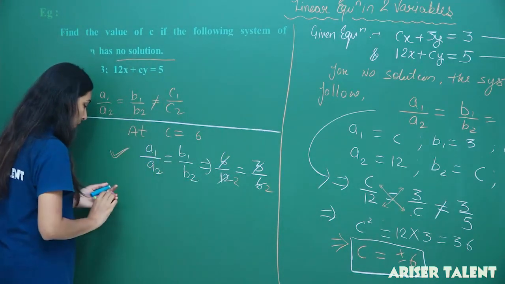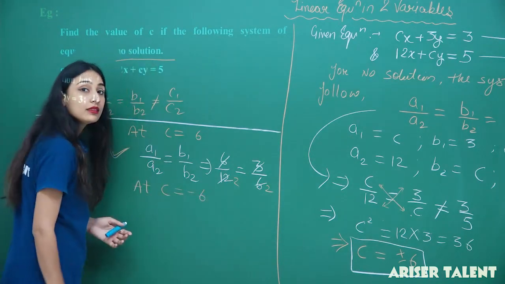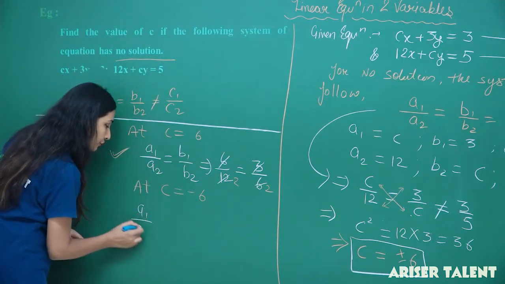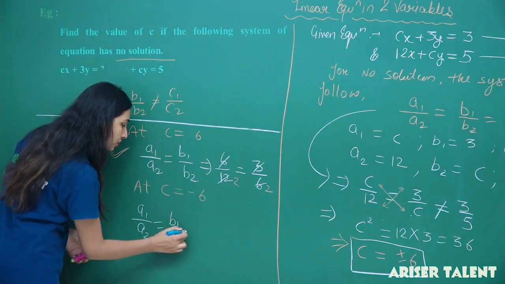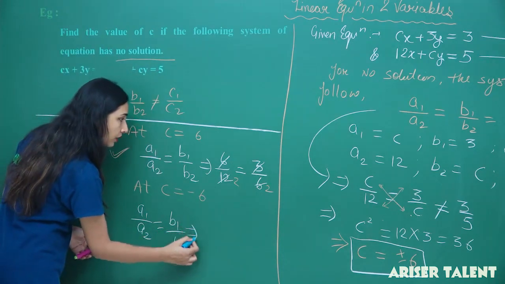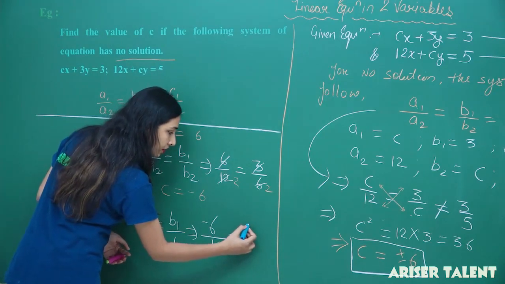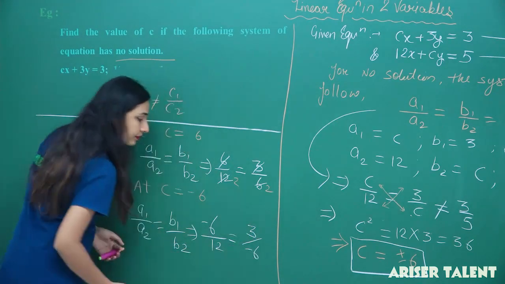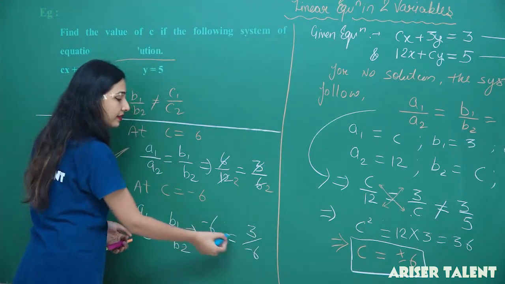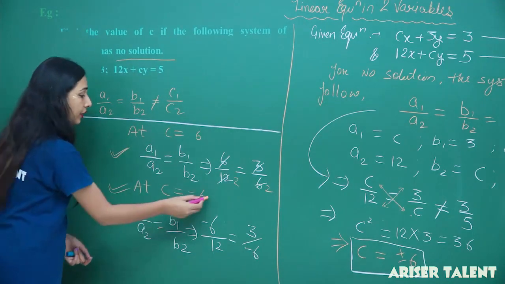Now, at C equals minus 6, look at this. A1 by A2 should be equal to B1 by B2. Now, the values are minus here and minus here. Okay, now this is 1 by 2 and this is 1 by 2, minus and minus. Again, this is also true.